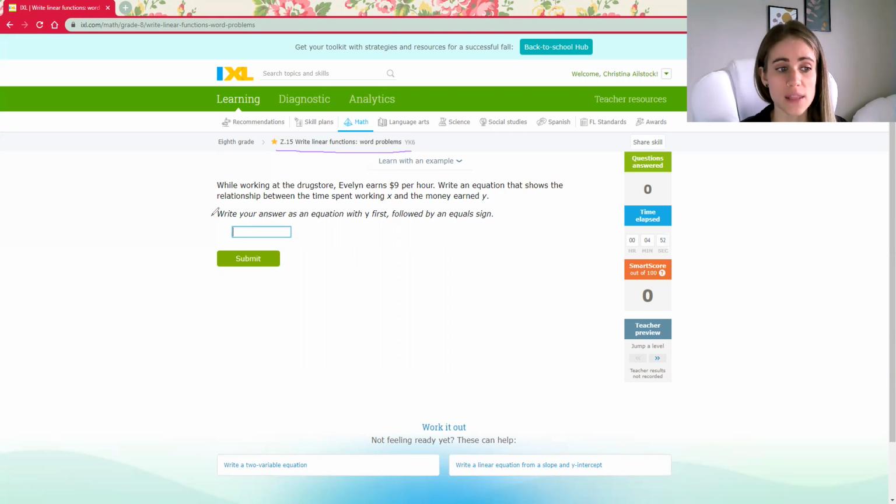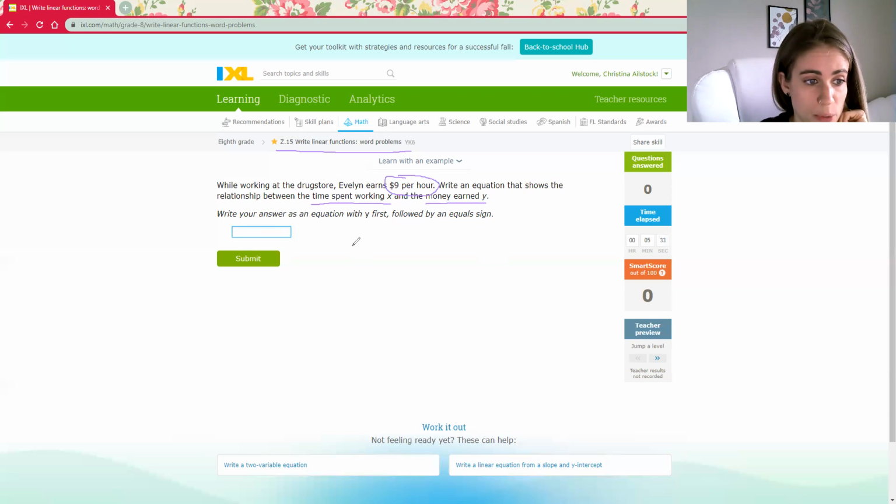All right, the first thing that we need to do after reading the problem once is read it a second time to identify the important information. While working at the drugstore, Evelyn earns $9 per hour. Write an equation that shows the relationship between the time spent working, which is our X, and the money earned, which is our Y. And then the directions told us to write an equation with the Y first, followed by an equal sign. Okay, so let's start with that.